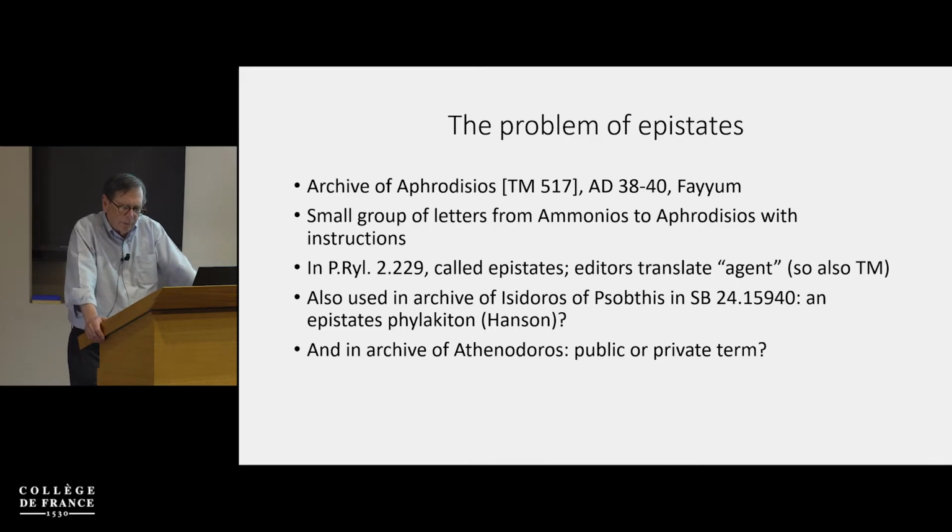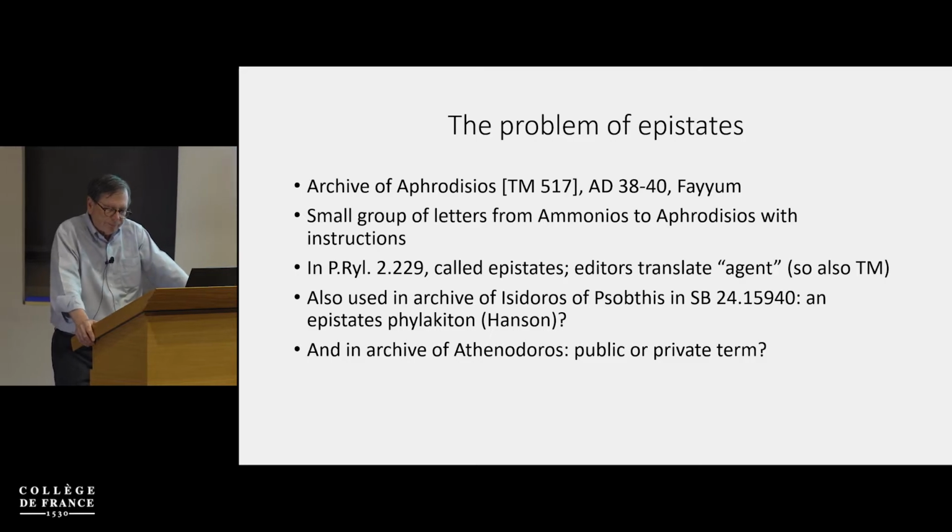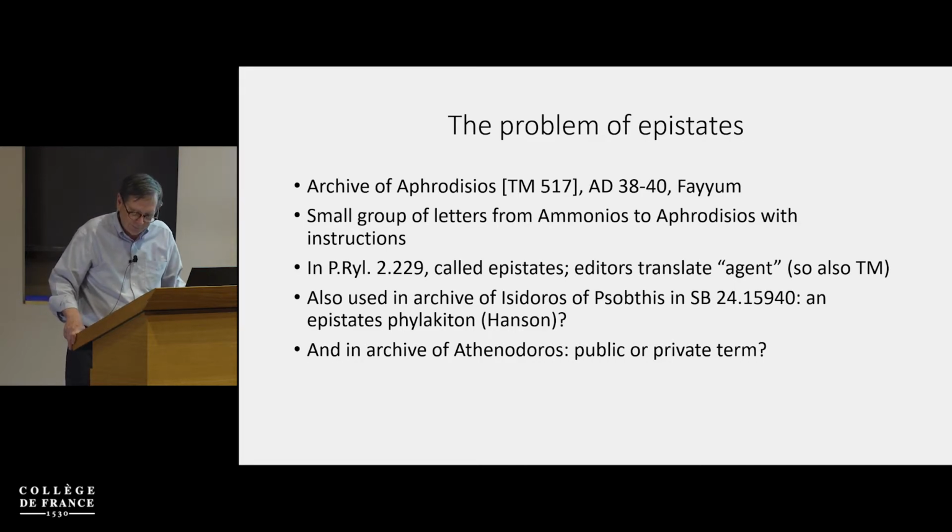The term also appears in one of the papyri of the early Roman archive of Isidorus of Psopthus, and Hansen has suggested that the man referred to, Erotas, was in fact an epistates phylaketone, as are in fact almost all bearers of the term epistates in this period. In the Athenodorus archive, the term appears with reference to 4 men, including Athenodorus himself, who is elsewhere, as I mentioned earlier, called a frontistes.